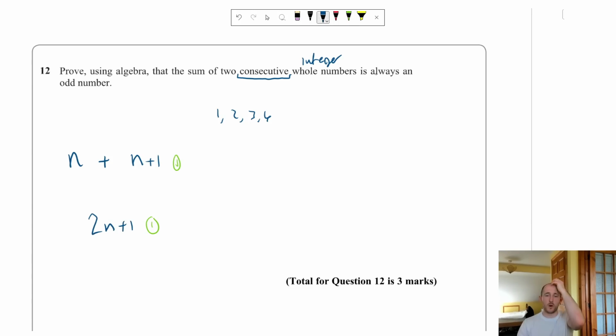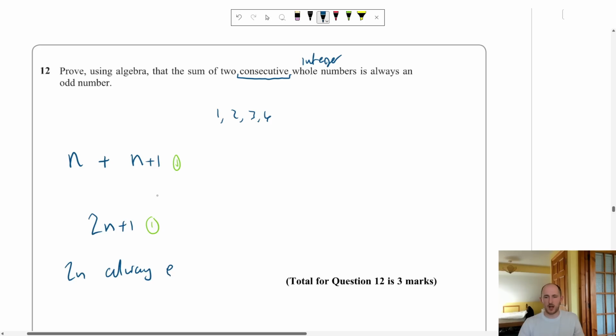Now, prove it's always odd. Well, 2n plus 1 is always odd because 2n is always even, right? If I times an integer by 2, it has to give me an even number. So 2n plus 1 is always going to be odd. Why? Because what happens when you add 1 to any even number? You get an odd number. So because 2n, 2 times a whole number, is always even, when I add 1, I always get an odd number.